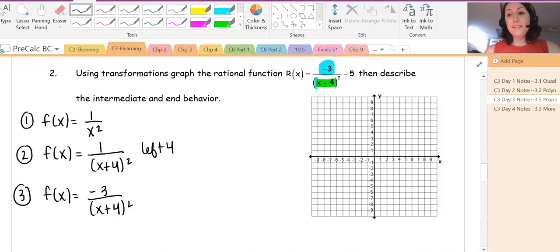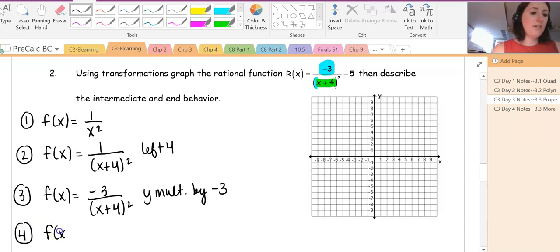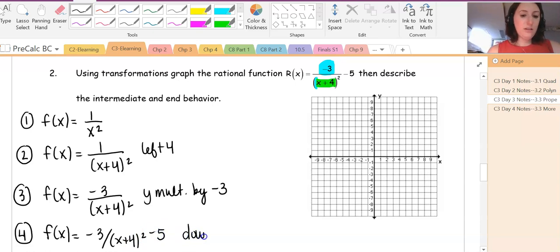Okay, and again, what this is telling you is happening is your y is multiplying by negative 3. Or you can say we are vertically stretching by a factor of 3 and reflecting over the x-axis. Okay. All right, and then finally, we're moving down 5. Okay, all right, so now we're going to graph the parent function.